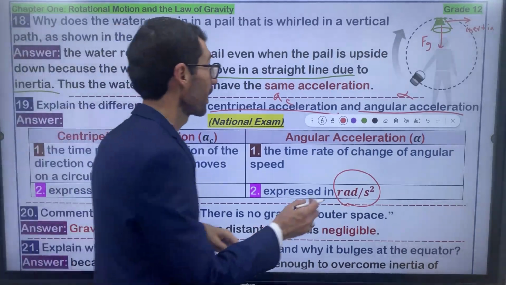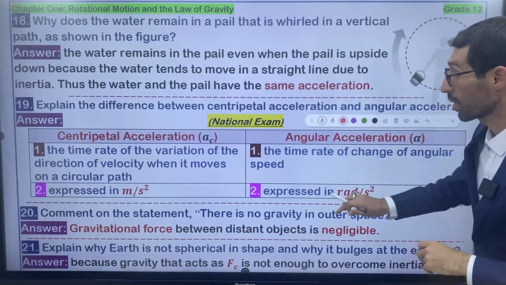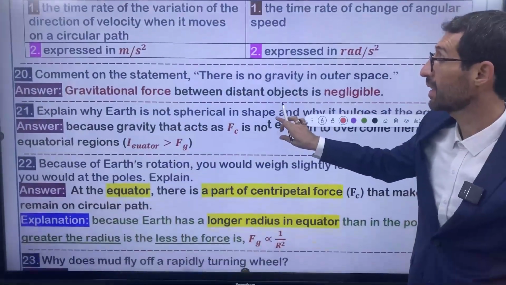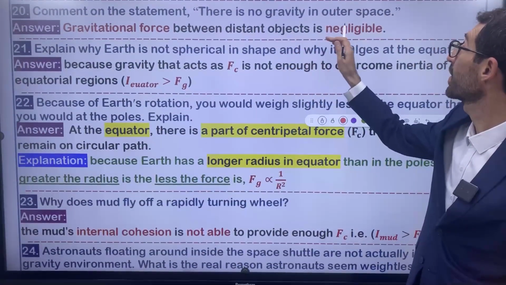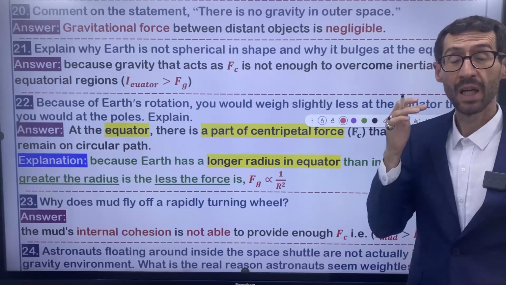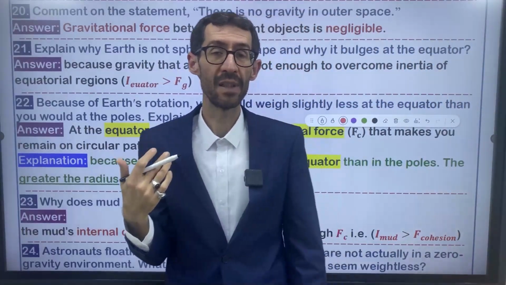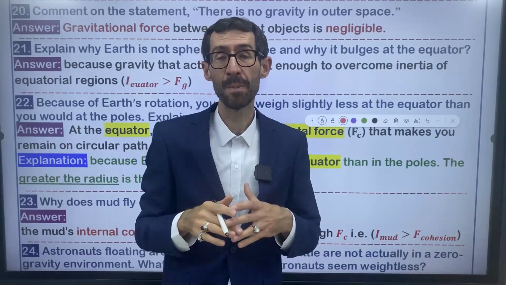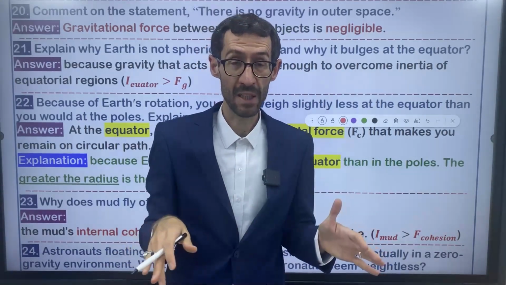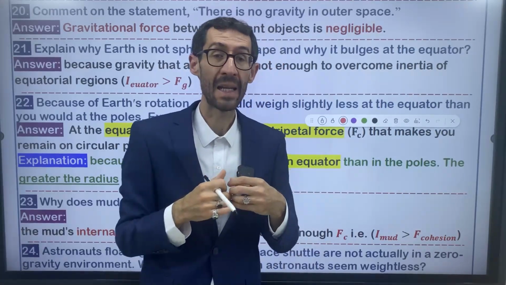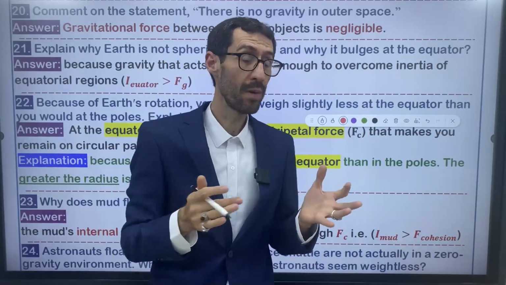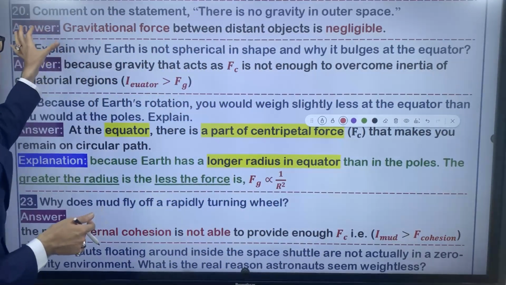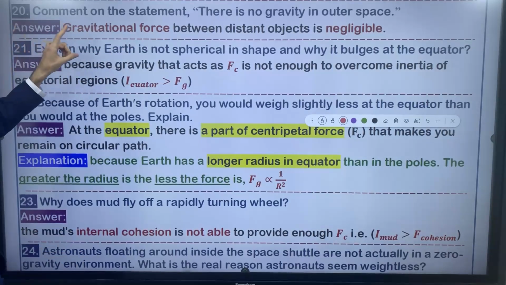Question 20. Let me read question 20. It says, comment on this statement: there is no gravity in outer space. Do you believe that there is no gravity in space? Of course, it's wrong. A lot of people believe that there's no gravity in space, but this is an irrelevant claim. It's not true. Let's discuss it and interpret it. This is the answer of the teacher's book.